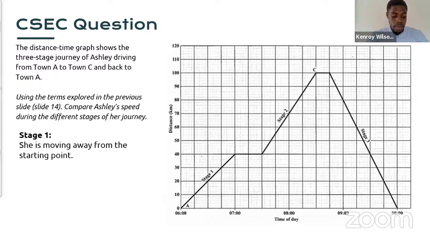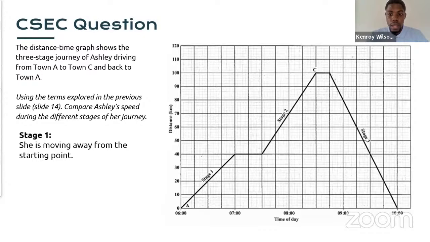In the chat, Geneva Sampson is saying she is going much faster because the slope is steeper in stage two. Okay. So that's one way to look at it, from the perspective of the slope. But what of the values that you gave me? You gave me 40 kilometers per hour first, and then 60 kilometers per hour. Can you speak from the perspective of the numbers?